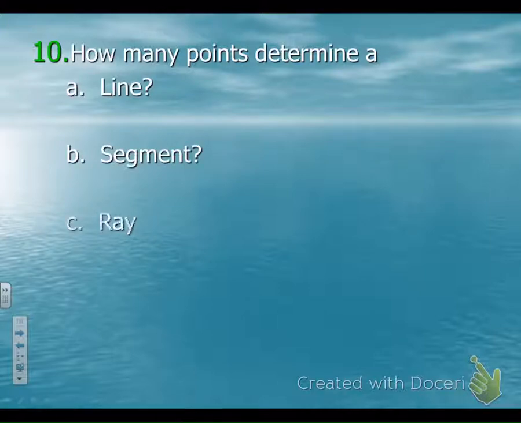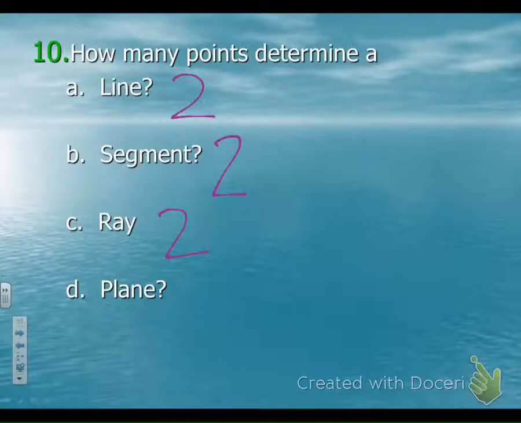Last questions. And these are easy ones. We've talked about it a few times. How many points determine a line? 2. You need 2 points to create a line. How many points for a segment? Also 2. Ray? Still 2. But a plane, it bumps up to 3.